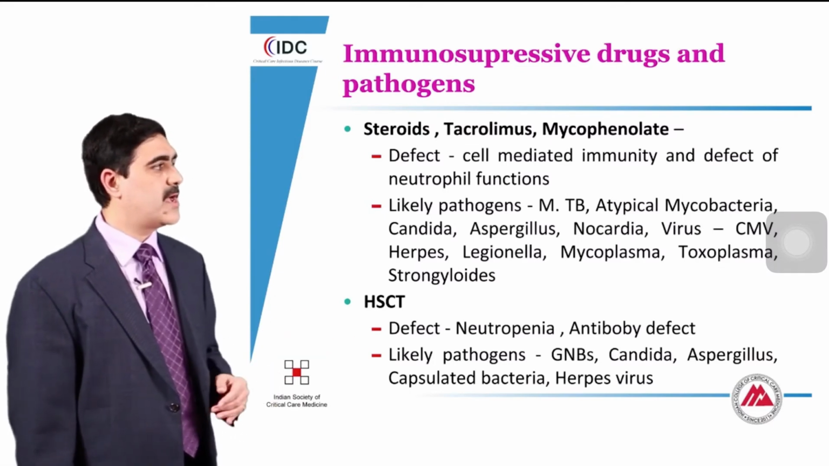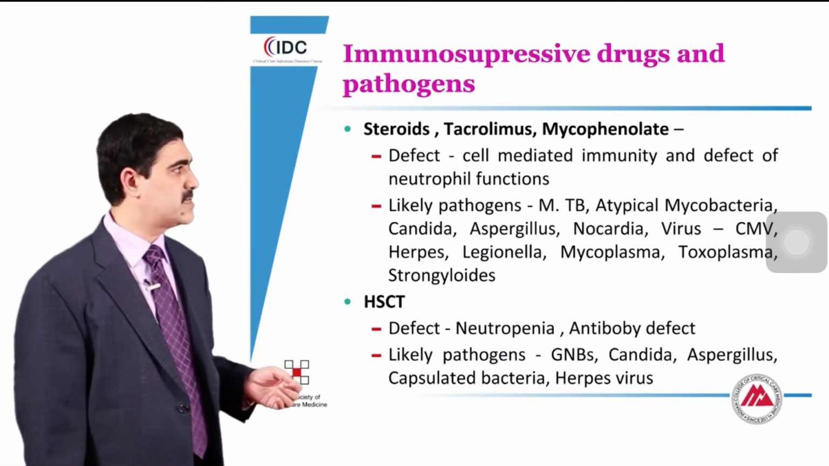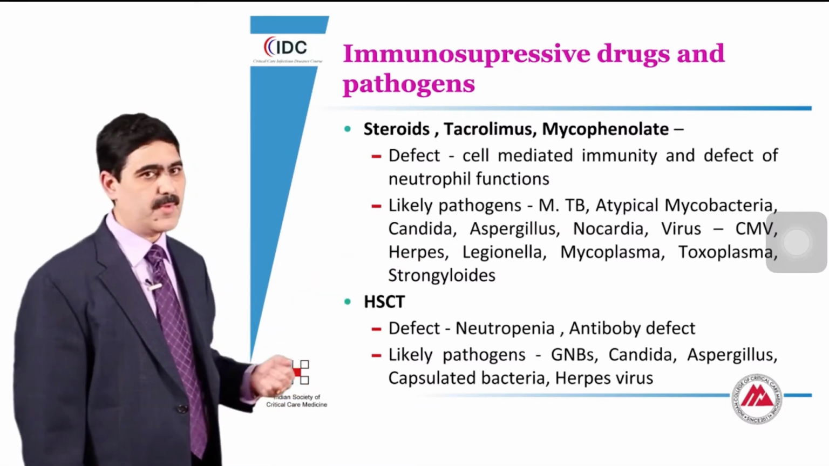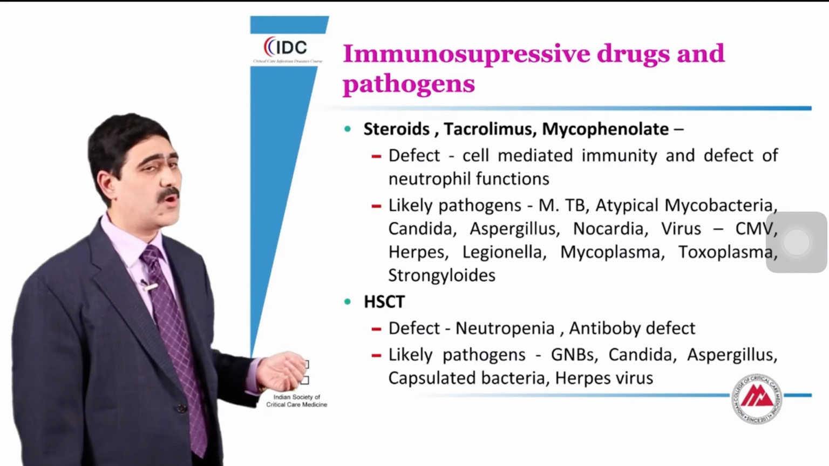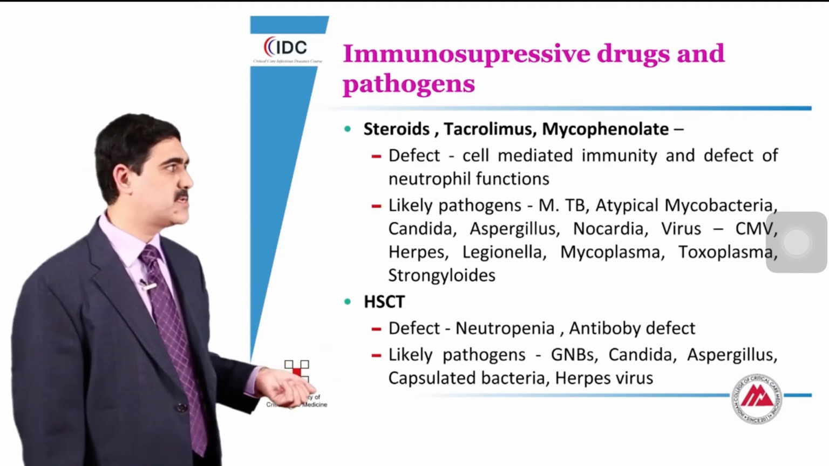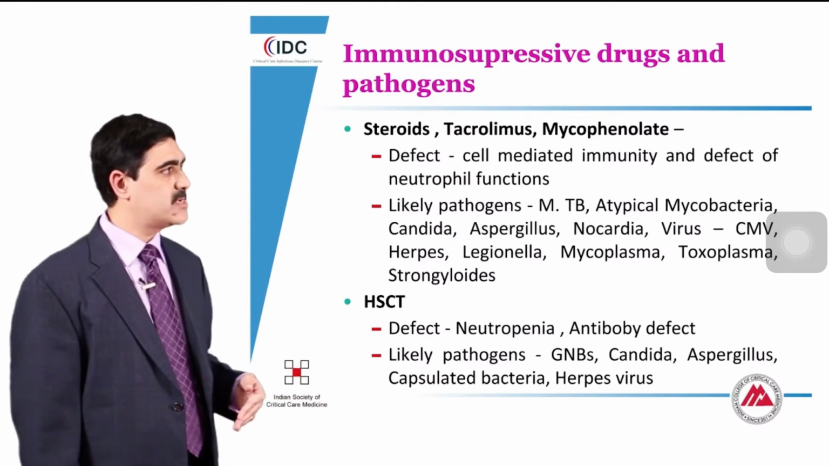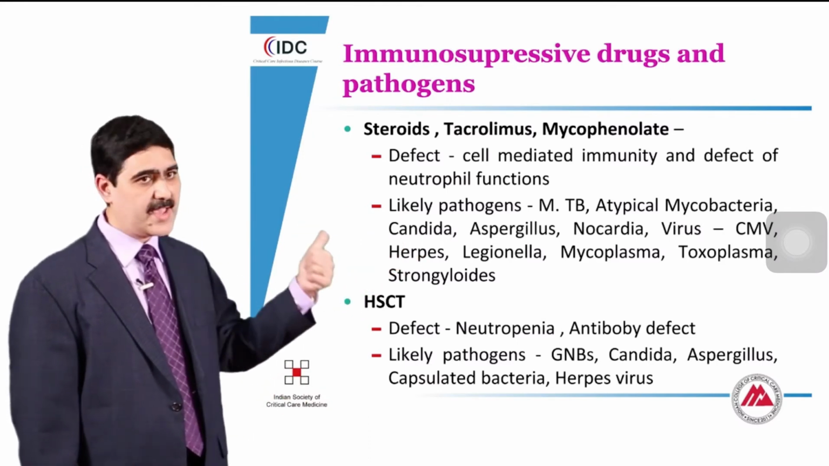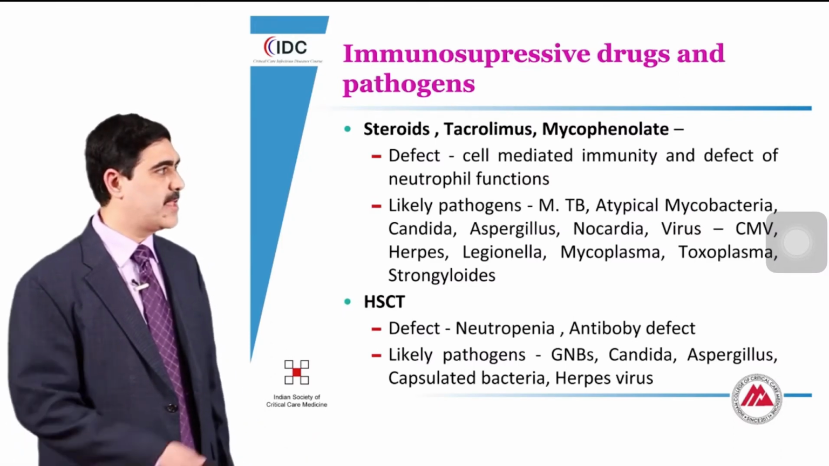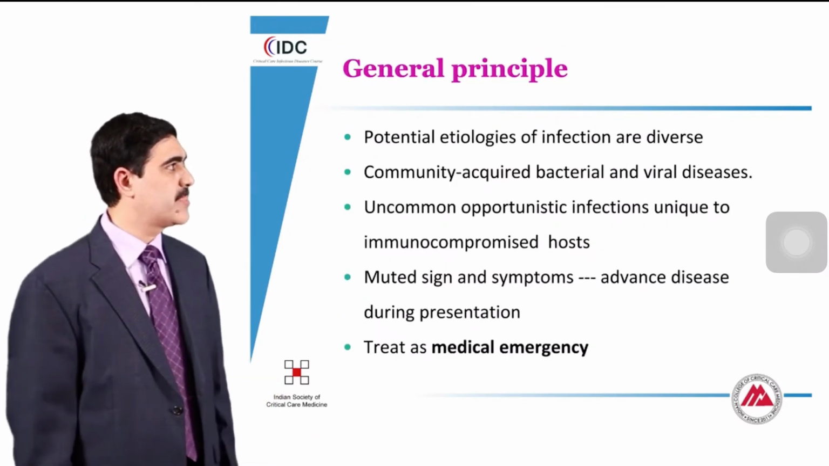In patients with hematopoietic and stem cell transplant, primarily they could have neutropenia as their defect, and in addition also have some antibody defects. And here a lot of the times we see patients developing infections with gram-negative bacteria, Candida, Aspergillus, any capsulated bacteria, and also the herpes virus.